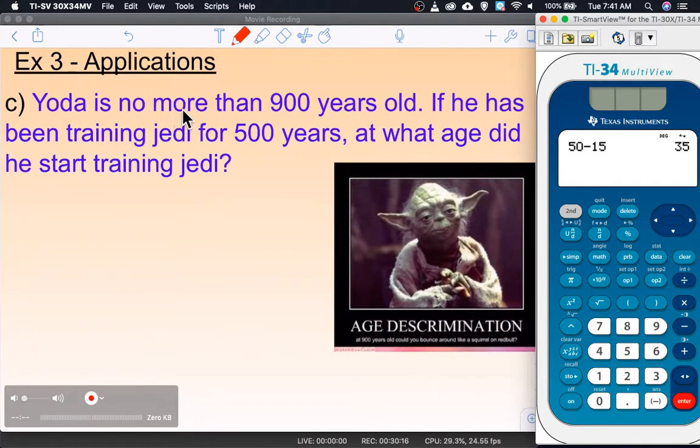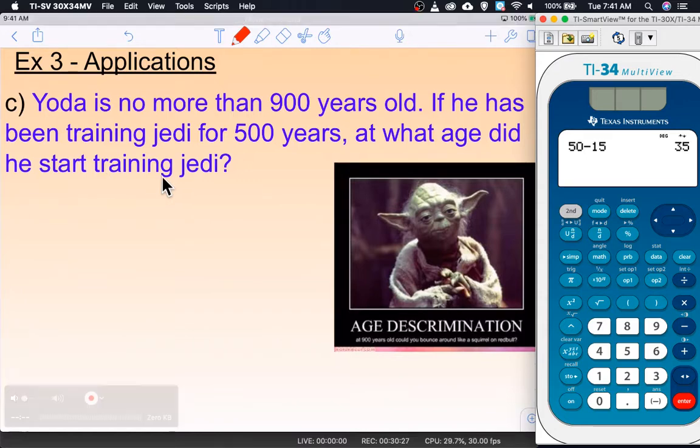Yoda is no more than 900 years old. If he's been training Jedi for 500 years, at what age did he start training Jedi? Go ahead and pause the video and try this one on your own. When you're ready to continue, hit play, and we'll go through it together.